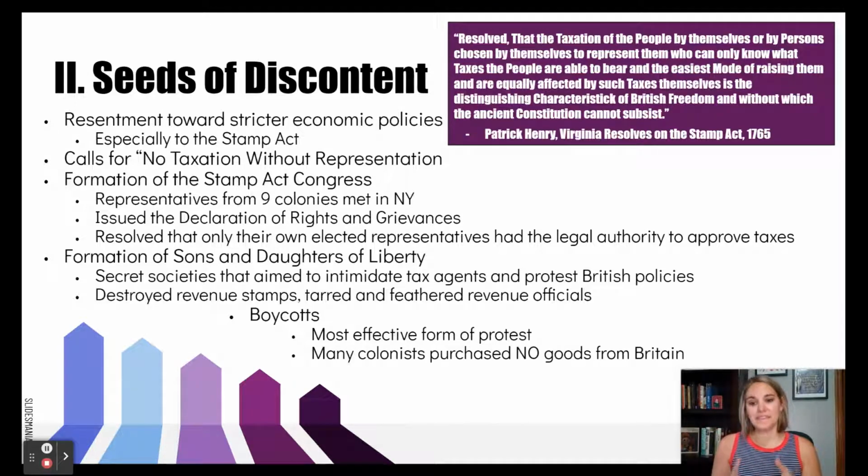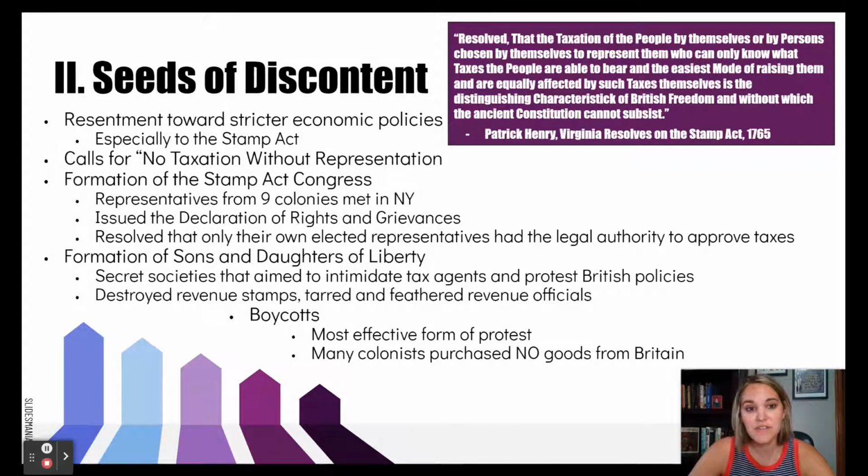And so they form the Stamp Act Congress, and they are going to issue a declaration. They're going to resolve that only their own representatives have the legal authority to approve taxes. Here's an example of the Virginia resolves of those Stamp Acts. This was written by Patrick Henry.